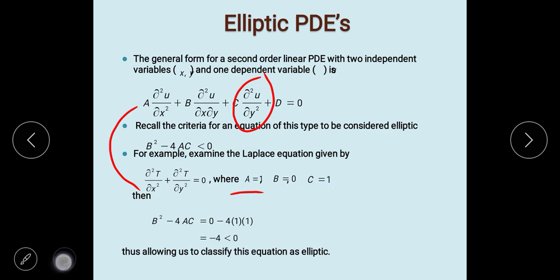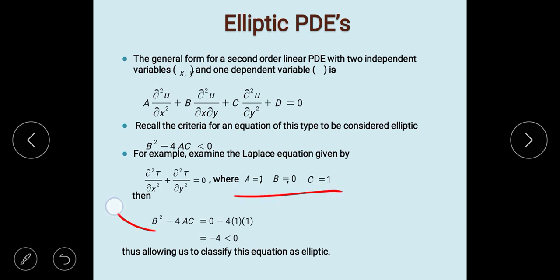Then after putting all these terms a, b, c in b square minus 4ac, you have to check whether it is less than 0. Yes, it is less than 0, minus 4. It means it comes under elliptical PDE.